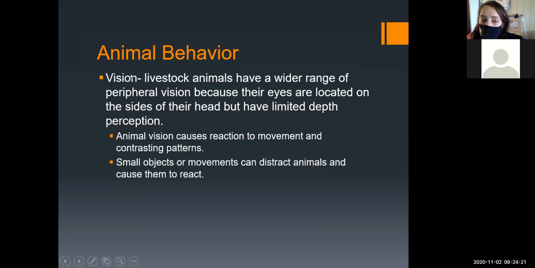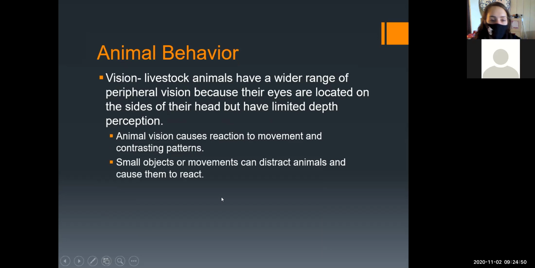So for animal behavior, the first thing we talk about is their vision. They have a wider range of vision, on the side of their head, their peripheral vision, because their eyes are located on the sides of their head. But they have a limited depth perception. So depth perception being how far they can see in front of them. Their animal vision causes them to react to movement, and small objects or movements can distract them and cause them to react as well.